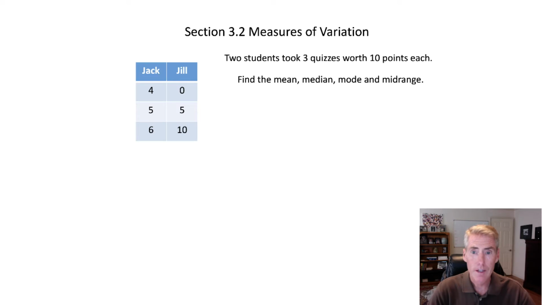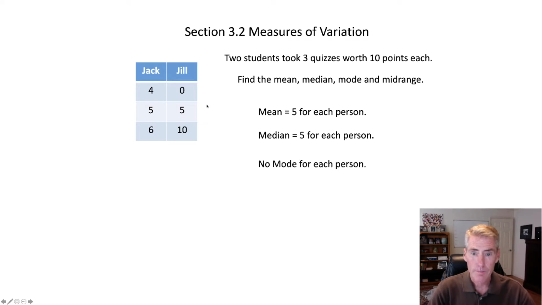So if you look at the mean, median, mode, and mid-range from the last section, the mean, if you add them up and divide by 3, is going to be 5 for each person. The median is the middle score, so that's these 5s right here. That's the same for each person. There's no number that shows up the most, so there's no mode. And the mid-range, you take the biggest number and the smallest number, add them up and divide by 2, and you'll get 5 for each person. So as far as the mean, median, mode, and mid-range, there's no difference.